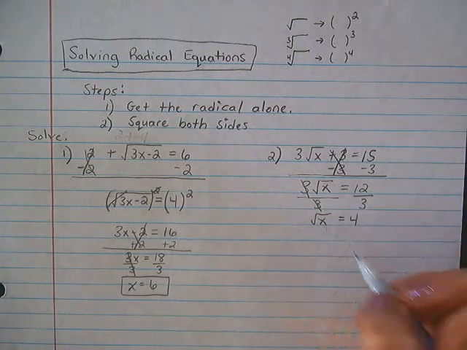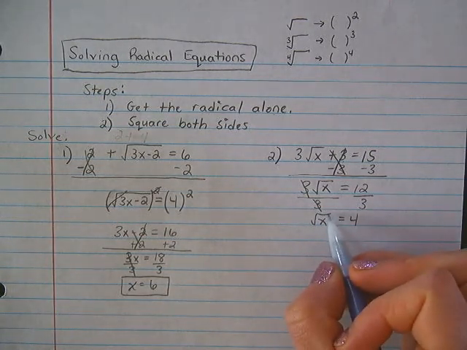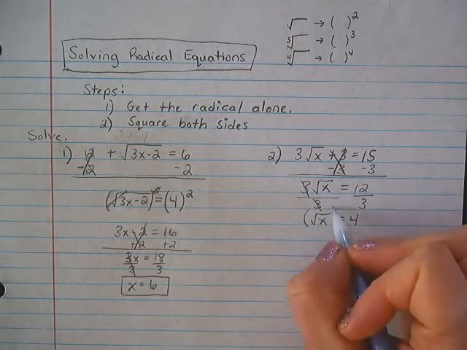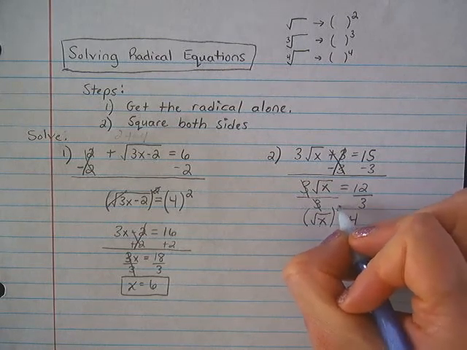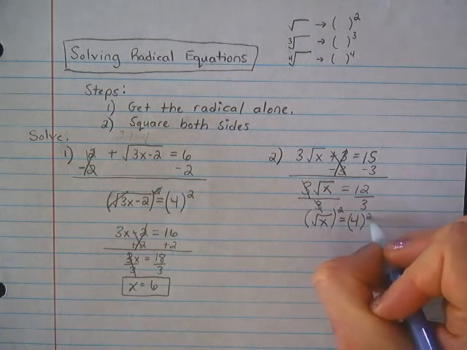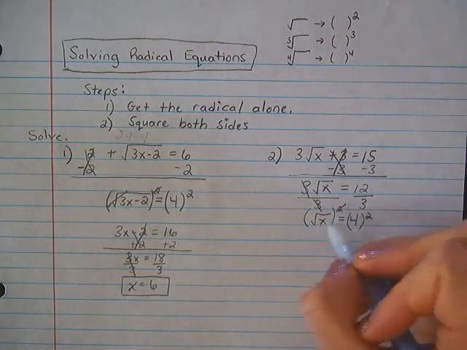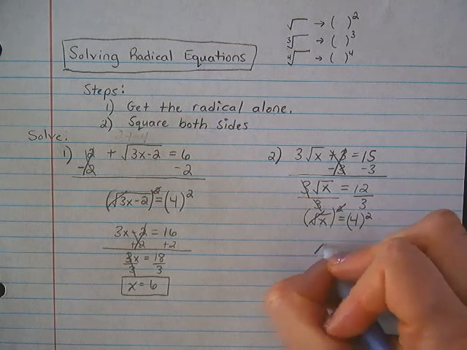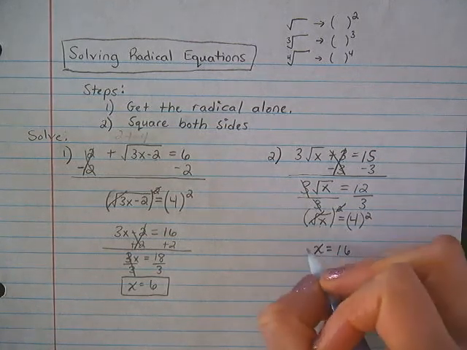So now we have our radical by itself. The opposite of square rooting is squaring. To get rid of the radical so that it is no longer over the x, we square it. And then what we do to one side, we got to do to the other. So square both sides. The square will cancel out the square root because they're opposites. So I end up with x equals 4 squared, which is 16.